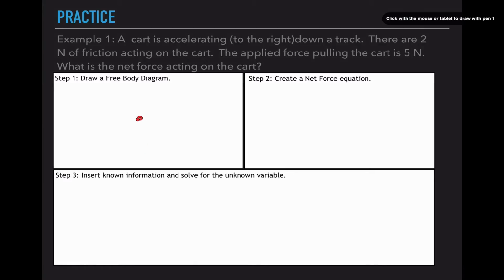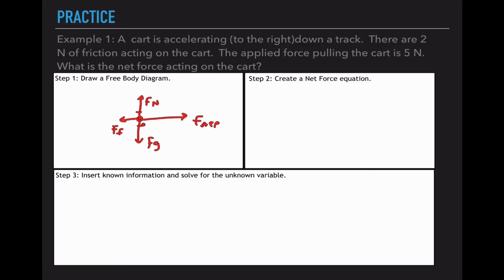So there's our cart. We have been told that we have an applied force going to the right with a value of 5 newtons, and we have a frictional force going to the left because that is always opposing motion, that is 2 newtons. But this cart has 2 other forces acting on it. It will always have gravity going down, and it will always have a normal force going up, and those 2 values are equal because that cart is not moving vertically.